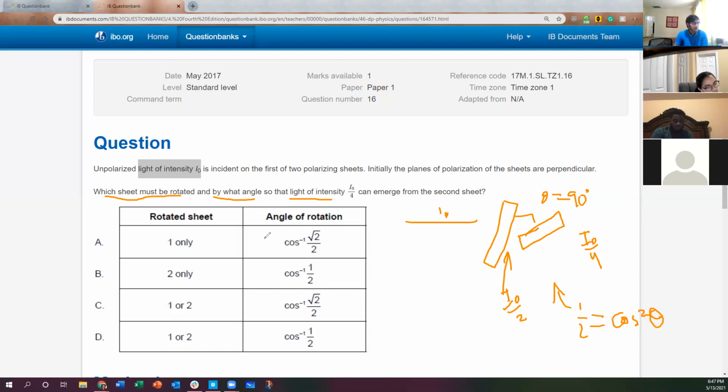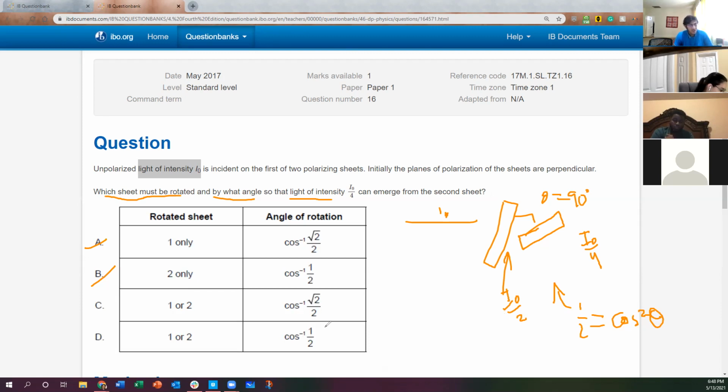Okay. Now another thing, I'm going to actually eliminate A and B immediately because I know that I can always rotate either sheet. You can rotate 1 or 2, it doesn't matter. If you rotate either sheet, the angle between those 2 sheets will change. So that's the first thing. So I know it can be C or D. Now we have to be careful because watch.